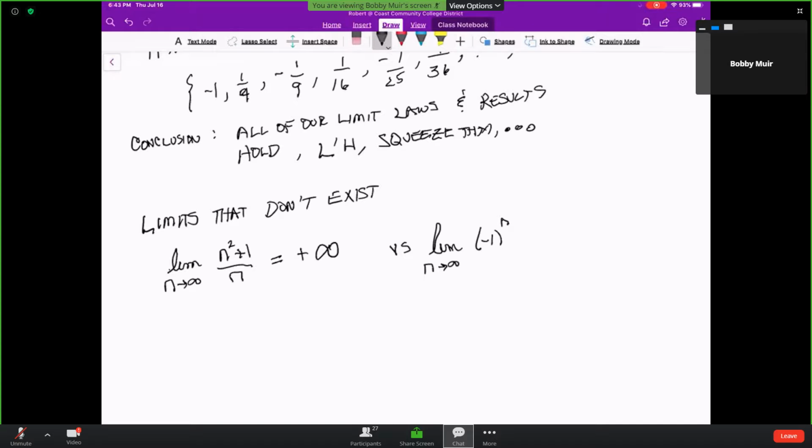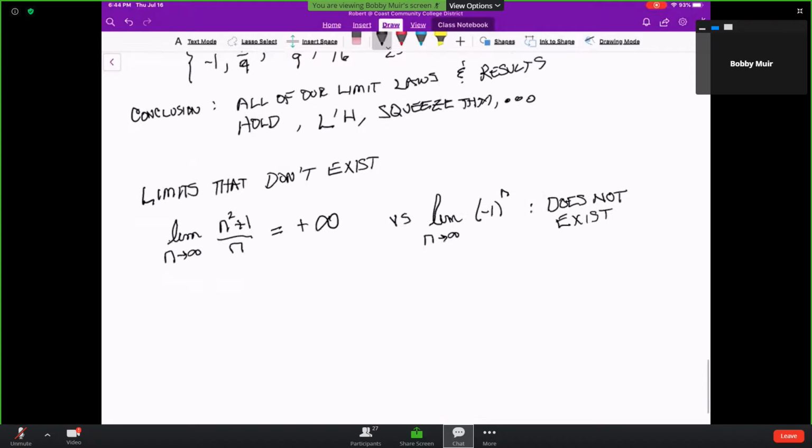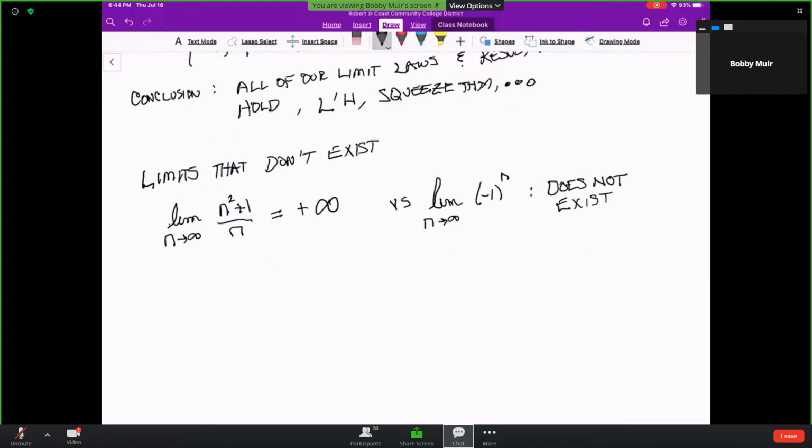And if we look at this limit, this does not exist. It's just flopping back and forth between 1 and negative 1. You can't get arbitrarily close to two separate numbers, okay? So both of these limits are going to be given the word diverge. They're both going to be limits that do not exist, okay?